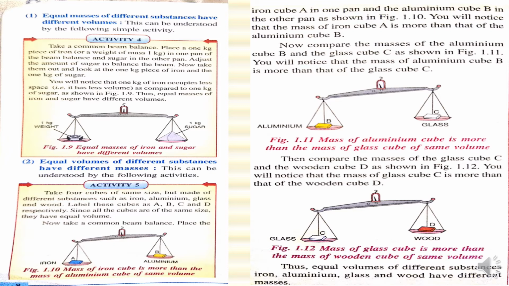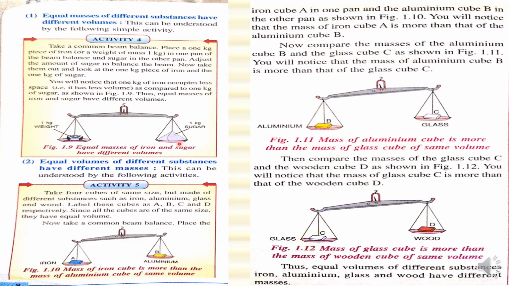What do you mean by this proper spacing? Like in this activity 4, you can see there is a 1 kg weight on one pan and on the other pan there is 1 kg sugar. This is a beam balance. You must have seen this beam balance. Vegetable sellers are using it. So on this beam balance, on one side a 1 kg weight is there and on the other side 1 kg of sugar is there. In these two substances, which one is taking more volume? Which one is taking more space to keep?